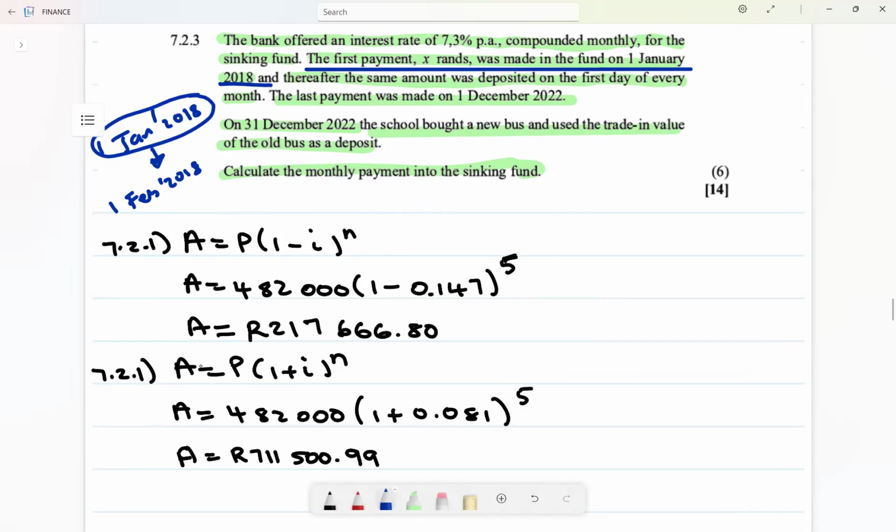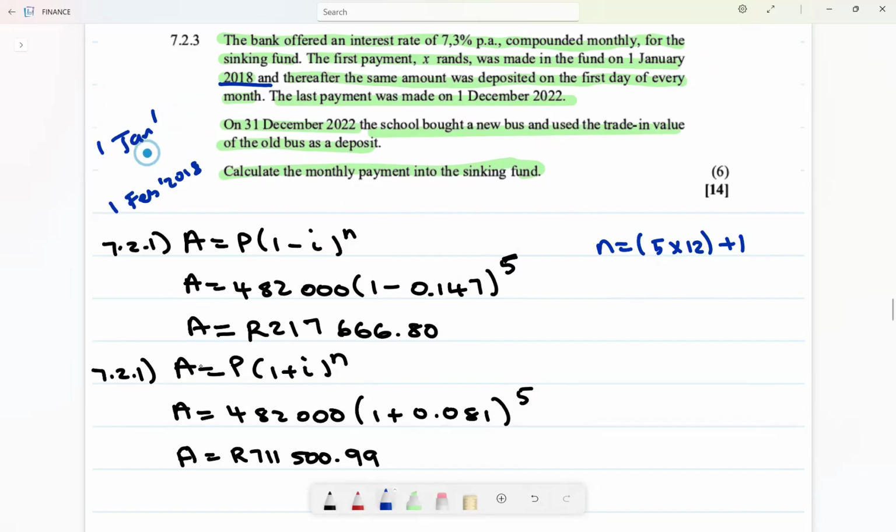So this is going to affect what? It is going to affect N. Initially the N was supposed to be 5 multiplied by 12, because it is 5 years compounded monthly. But now, since he started immediately, we need to add 1. When you start immediately, we need to add 1. I think I explained that in my first video under this playlist of financial mathematics. If you're not so confident about it, please go look at it before coming back here.